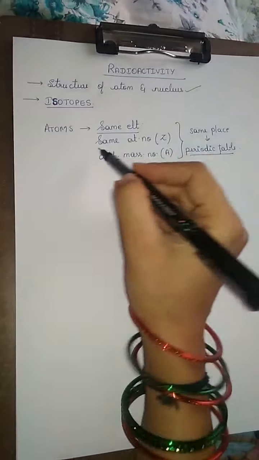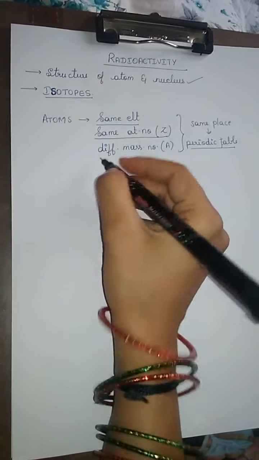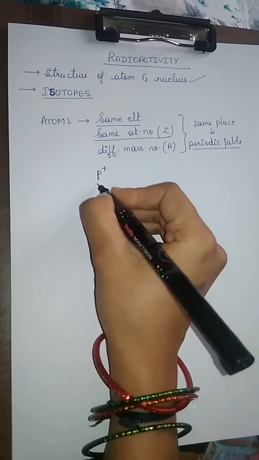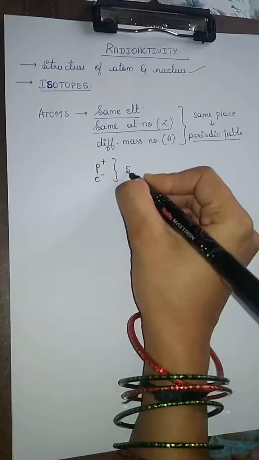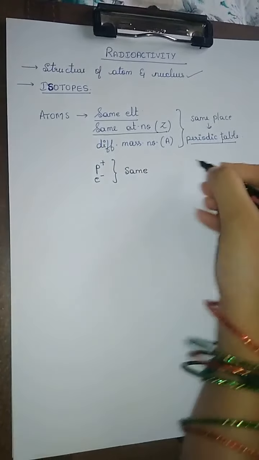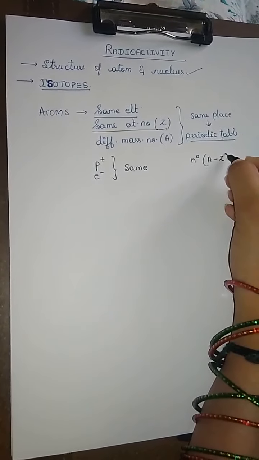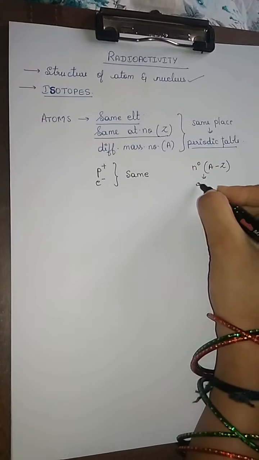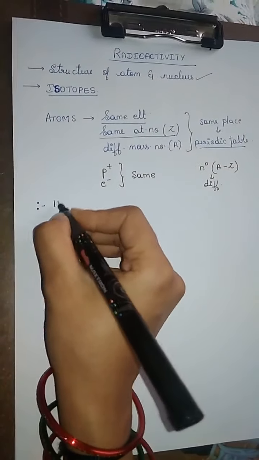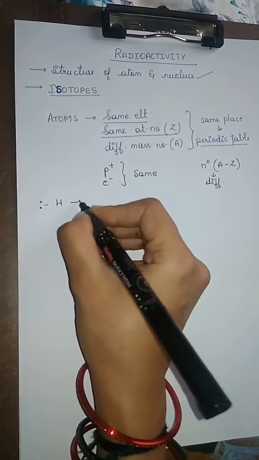So as they have the same atomic number, the number of protons and electrons will be the same. But the number of neutrons, that is A minus Z, only this will be different. Now let us understand it briefly or deeply with an example.